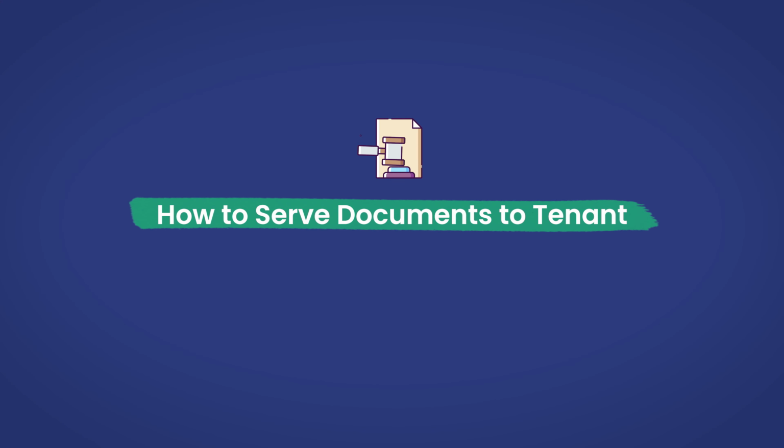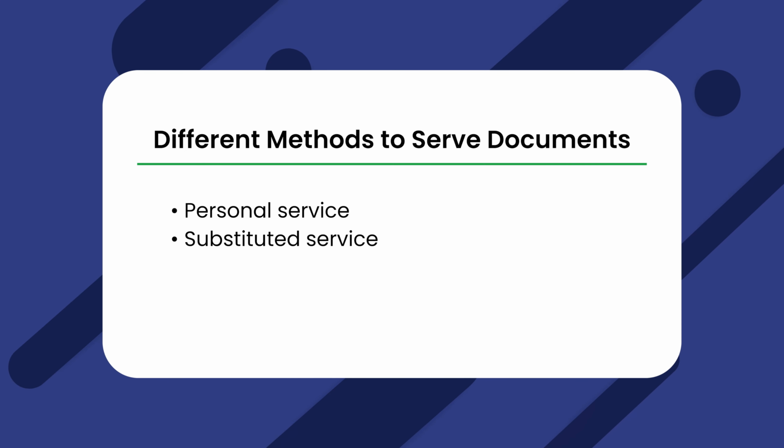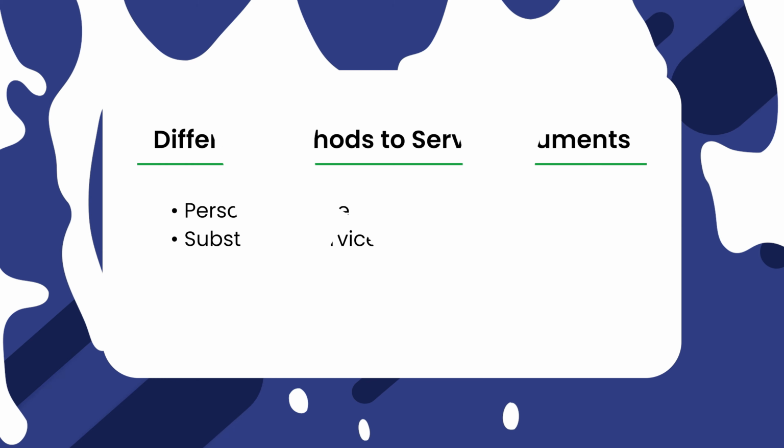How to serve documents to a tenant. The documents must be served through one of the following methods. Personal service: the summons and its supporting documents are given to the tenant in person at home or at work. And substituted service: if the tenant is unavailable, a copy of the summons may be left at the tenant's home with someone who is at least 14 years old. Alternatively, they may be left at the tenant's place of work with a coworker.